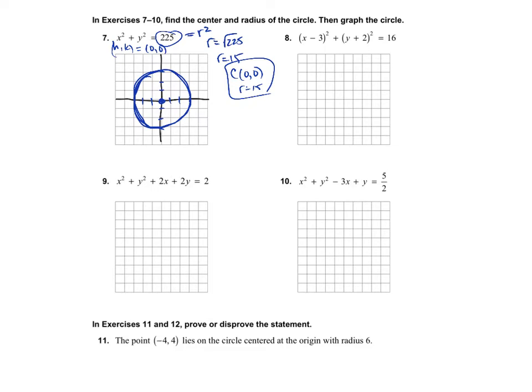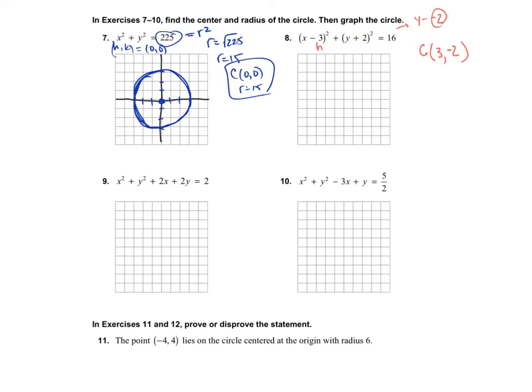For the next one, we've got a center. Now be careful. H and K, what's your value for H? Your value for H is 3. But what's your value for K? If it helps you, write this as y minus negative 2. So there's your K value. A lot of you need to get used to that. That's where some of your mistakes are going to be, right in here.